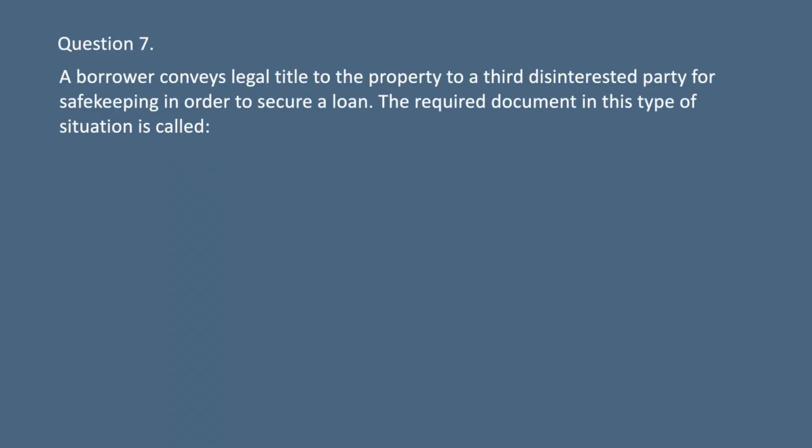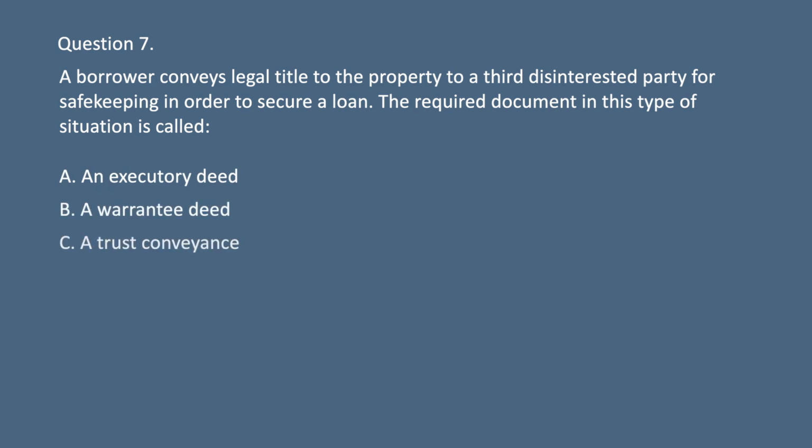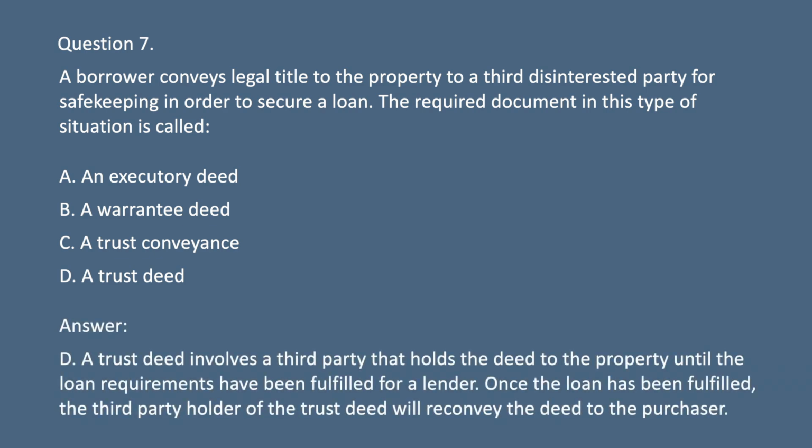Question 7. A borrower conveys legal title to the property to a third disinterested party for safekeeping in order to secure a loan. The required document in this type of situation is called A. An executory deed. B. A warranty deed. C. A trust conveyance. D. A trust deed. Answer. D. A trust deed involves a third party that holds the deed to the property until the loan requirements have been fulfilled for a lender. Once the loan has been fulfilled, the third party holder of the trust deed will reconvey the deed to the purchaser.